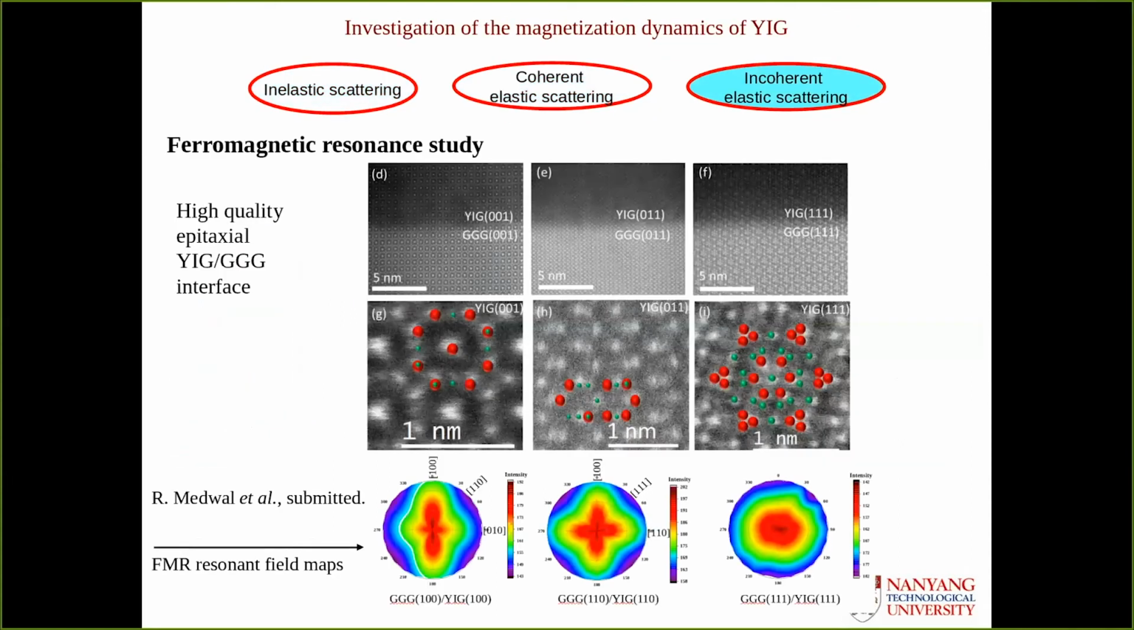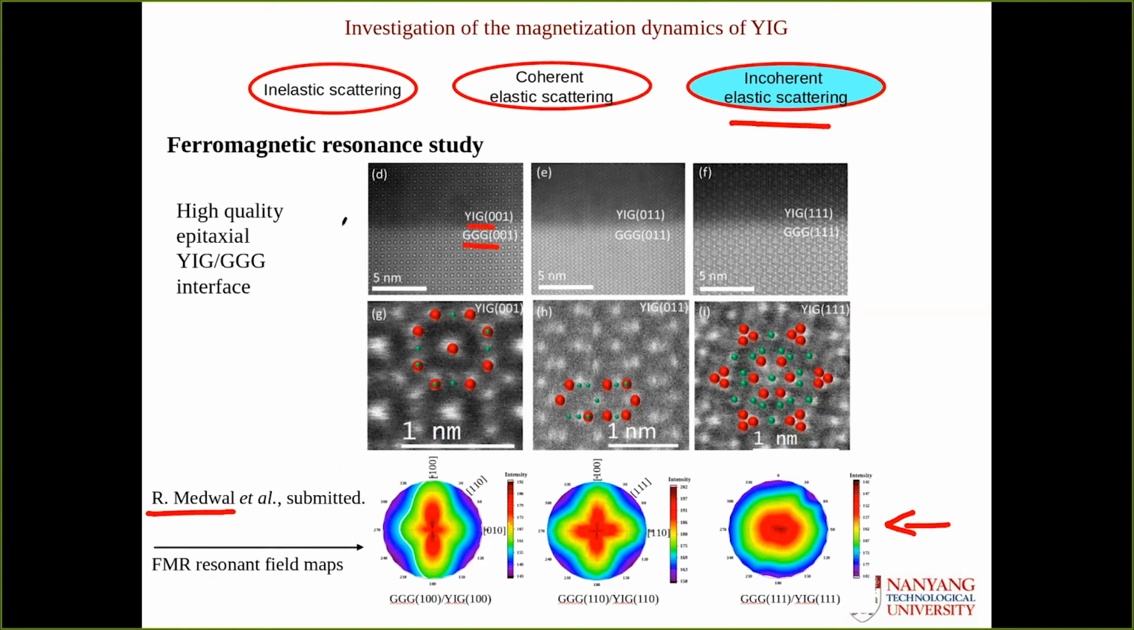This one is to see the highest resolution that we can get by using the incoherent elastic scattering. It's a paper that we have submitted recently. My colleagues have measured the ferromagnetic resonance signal for YAG grown on different directions, and they have shown that depending on the growth direction, they have different signals. And this was possible because the epitaxial growth of YAG on top of the GGG substrate was perfect.